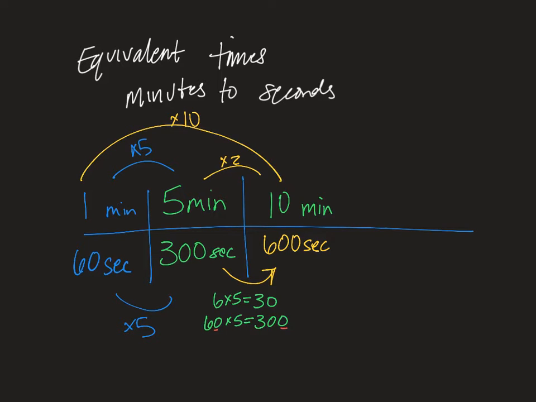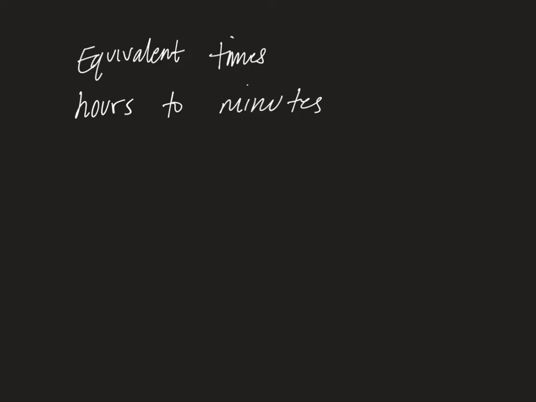So I'm using this ratio table to help me find equivalent amounts from minutes to seconds, to convert from minutes to seconds. I could do that same thing with hours as well. So when I'm talking about hours, again, I'm going to start with my unit conversion. 1 hour is the same as 60 minutes.